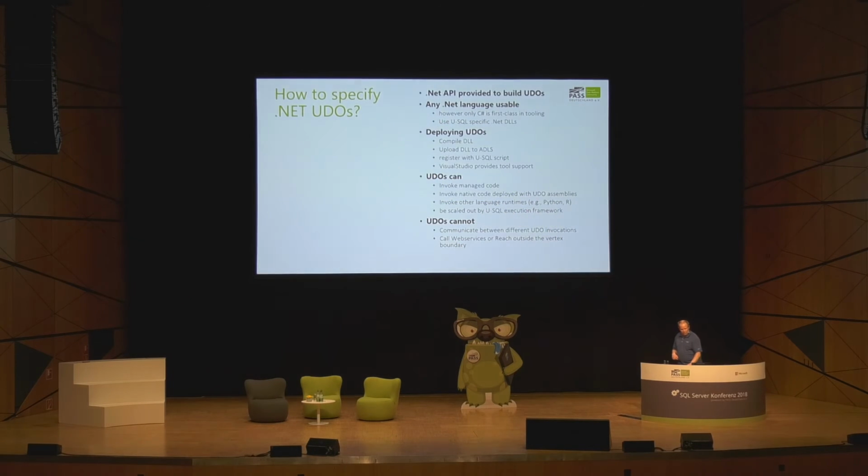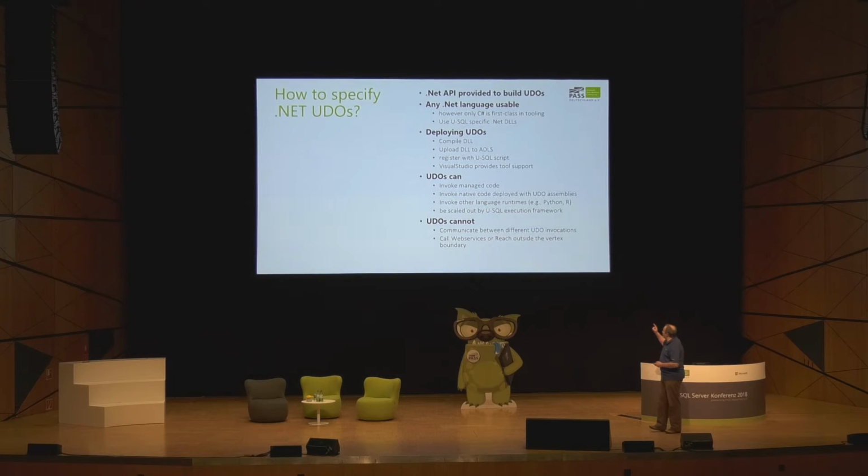So this should have shown you very easily how to do this. So how do you do .NET UDOs? We give you the API, you implement the interface. You can use any .NET language. We have 1 or 2 people that are crazy enough to use F# for doing so. And then you basically deploy the UDO, you register it with the tooling, etc.